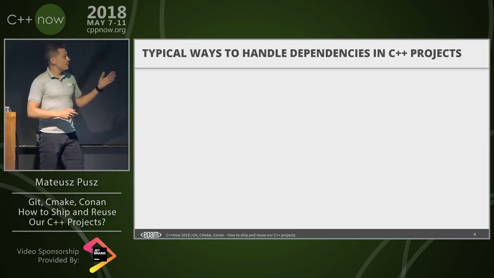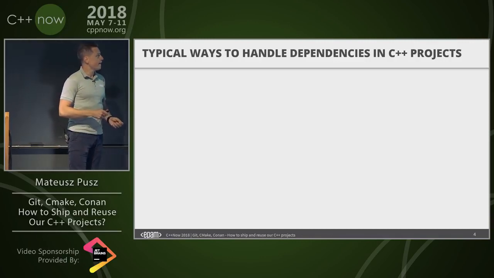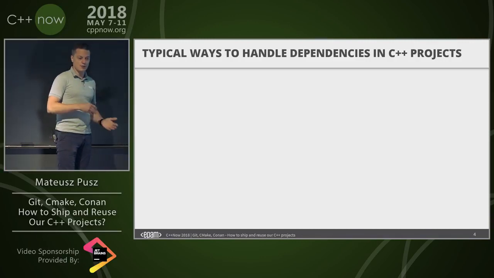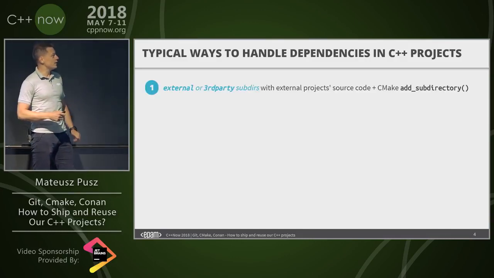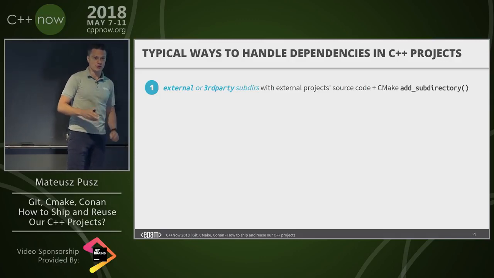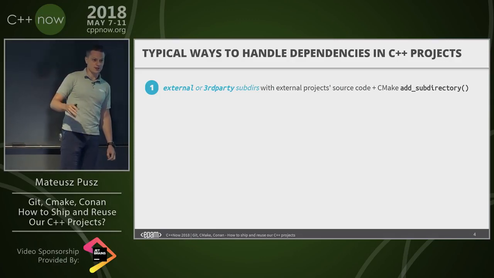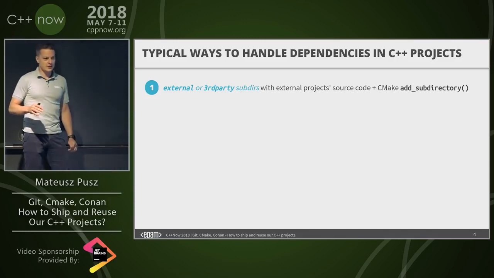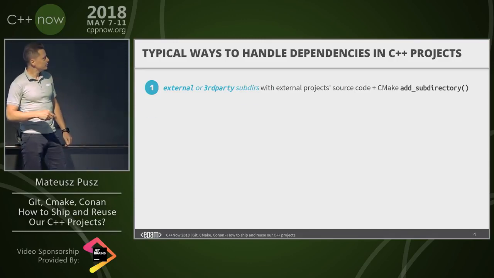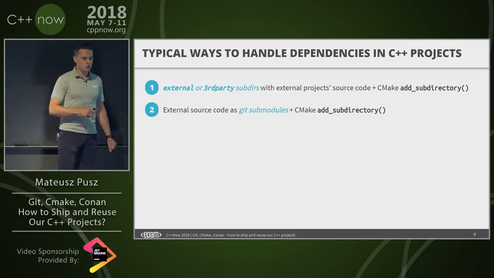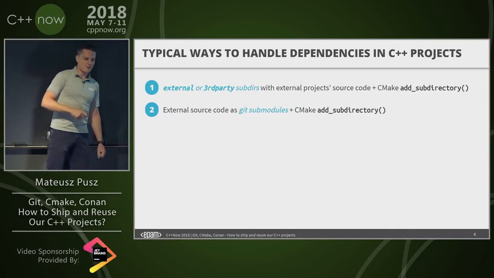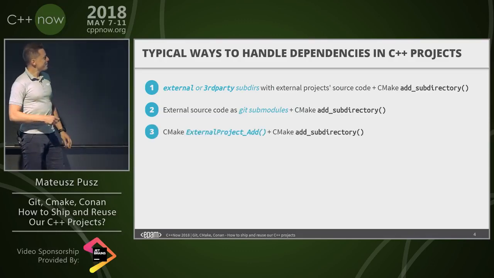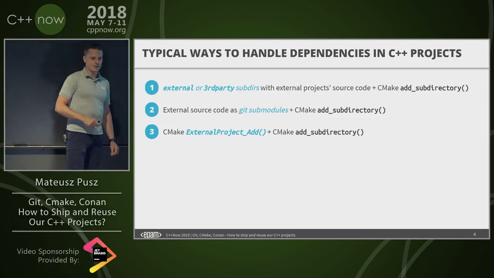First of all, I would like to list typical ways of handling dependencies in our projects. Once again, a quick show of hands if you use external or third-party subdirectories in your source tree to store external dependencies. Yes, like a quarter of the room. Maybe you are using Git submodules for the same, using add_subdirectory. The same quarter, exactly the same people, it seems so. Okay, ExternalProject_Add in CMake. Do you use it? Only a few people.